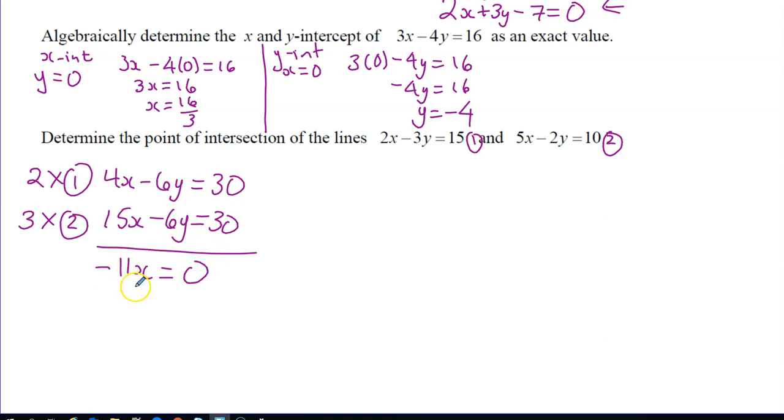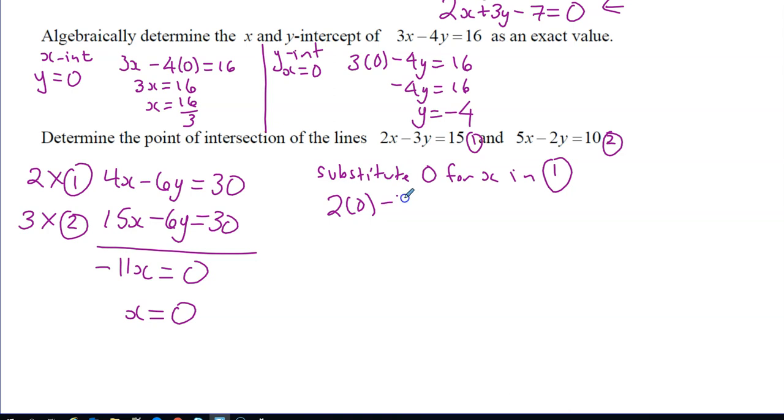And then it's always at this point we go, something's wrong, because that means that x is equal to 0. And there's absolutely no reason that x cannot be equal to 0. So if x is 0, let's find out what y is. So we're going to substitute 0 for the x value in, and it really doesn't matter, so I'm going to go in number 1. So 2 times 0 minus 3y is 15. Well, that's just 0. So negative 3y is 15, and y is negative 5.